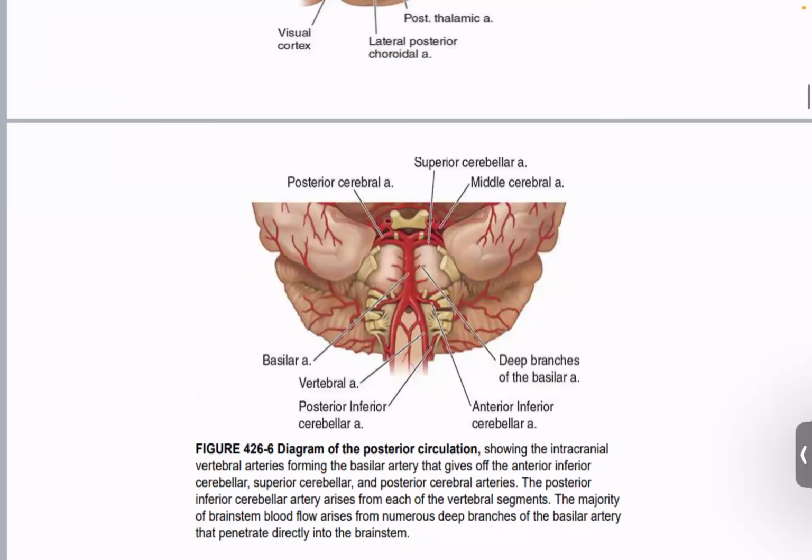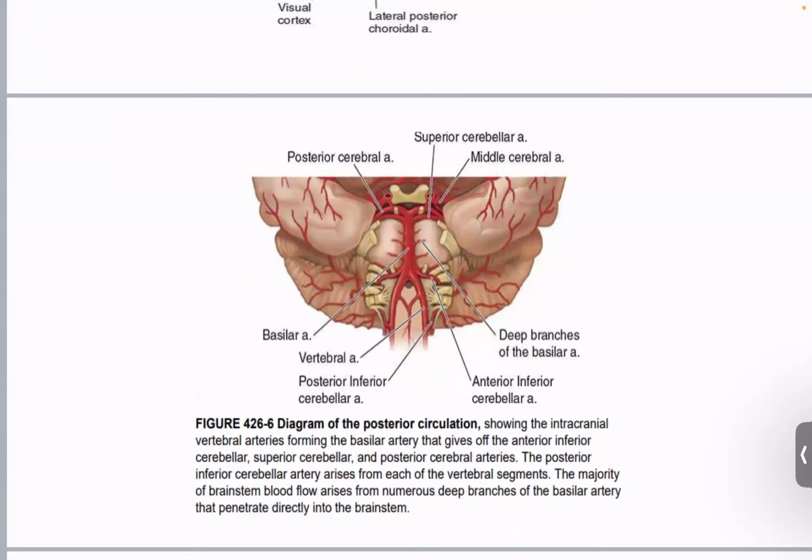To know about the brainstem, it has three parts: the midbrain, the pons, and the medulla. You can classify the entire brainstem by the rule of four. Like in the cerebellum, we say it is the organ of three, the brainstem is the organ of four. There are three parts: midbrain, pons, and medulla. The lower four cranial nerves arise from the medulla, cranial nerves 9 to 12.